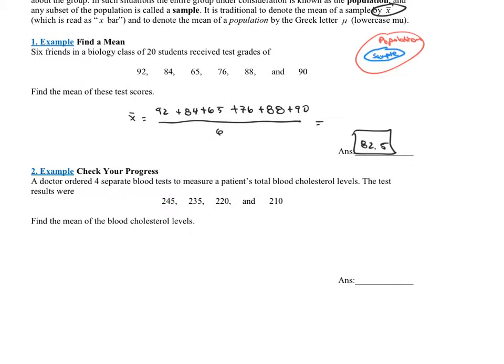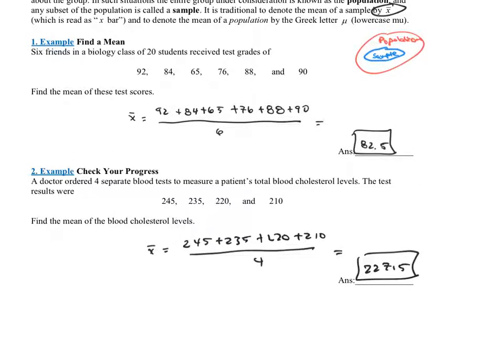It says a doctor ordered 4 separate blood tests to measure a patient's total blood cholesterol levels. The test results were 245, 235, 220, and 210. Find the mean of the blood cholesterol levels. So simply enough, X bar equals, we're going to add the values 245 plus 235 plus 220 plus 210, and divide that by 4. Go ahead and put that into your calculator now and see what you get. I'm getting a mean blood cholesterol of 227.5. Please double check my math to make sure that I didn't make an error. Make sure you enter that into your calculator yourself.